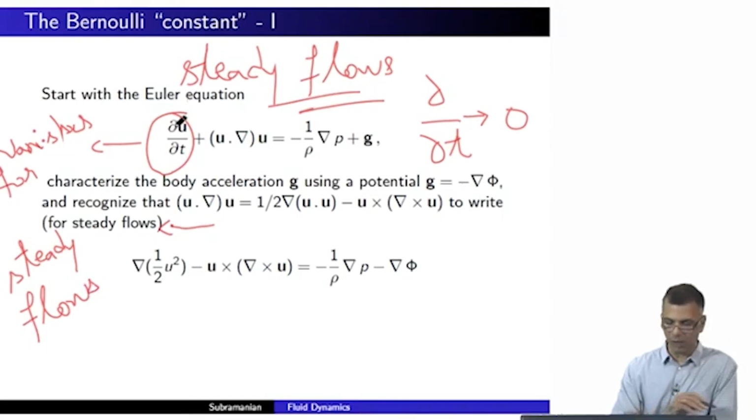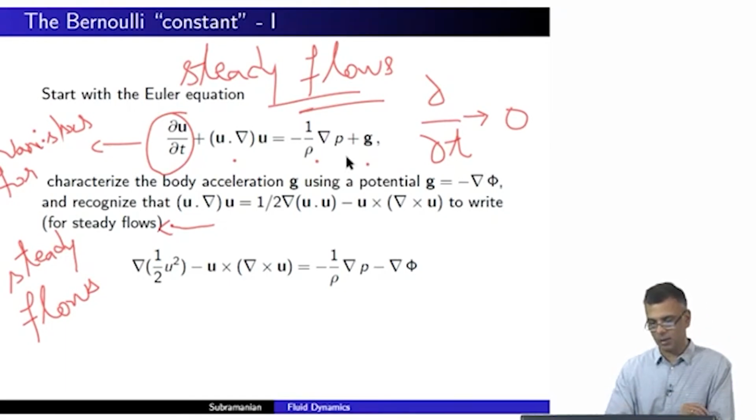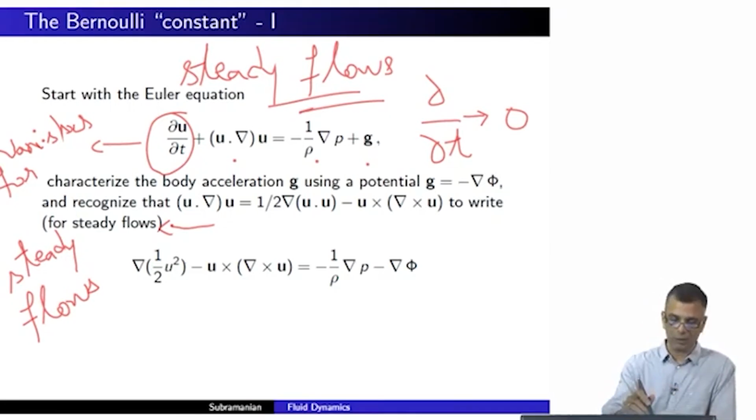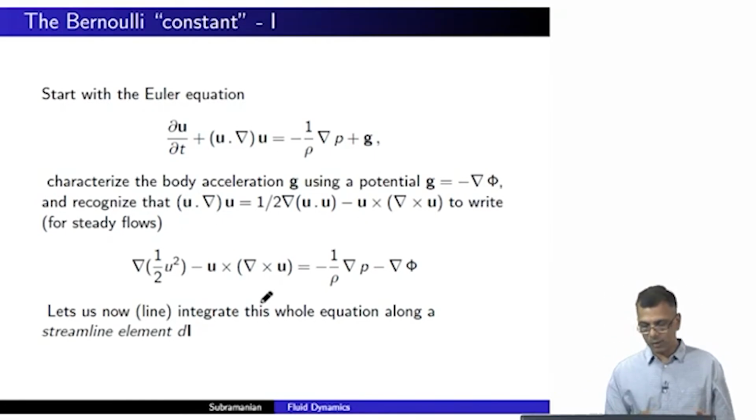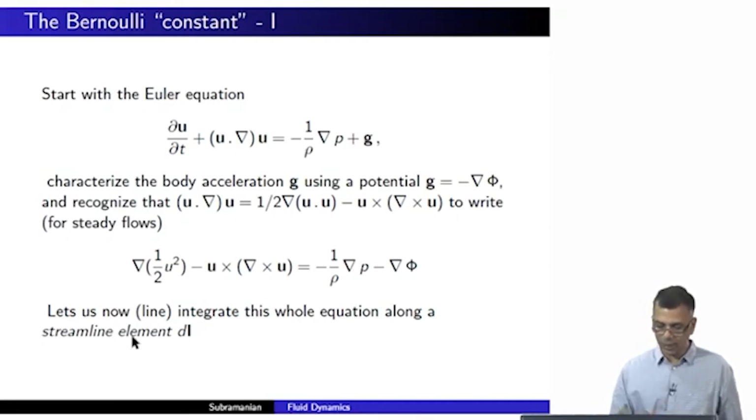So, we do not have to worry about this term at all, we only worry about this, this and this, and in addition we take this to be the gradient of a scalar potential, right. Now, throw that away and all we are left with is this, where we have made use of this result, right. Now, let us integrate this entire equation along a streamline element dl.